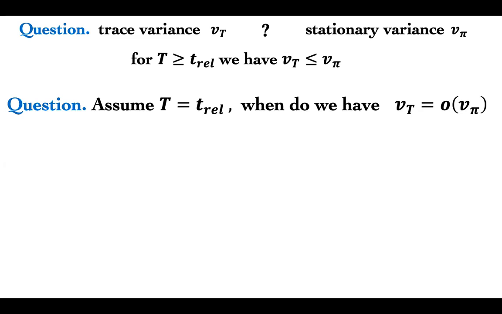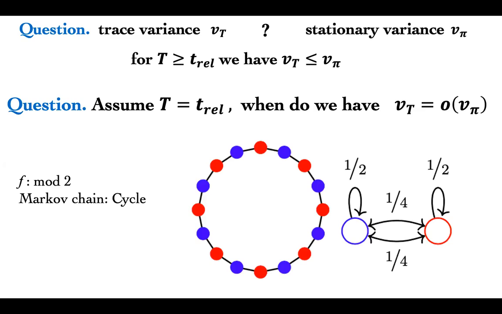Assume that the length of the trace is equal to the relaxation time. When do we have that the trace variance is significantly smaller than the stationary variance? We believe this occurs a lot. In particular, it occurs when the image of f projects on the Markov chain and it makes it a simpler chain. For example, consider f, which is the mod 2 function, and the Markov chain, which is a cycle.